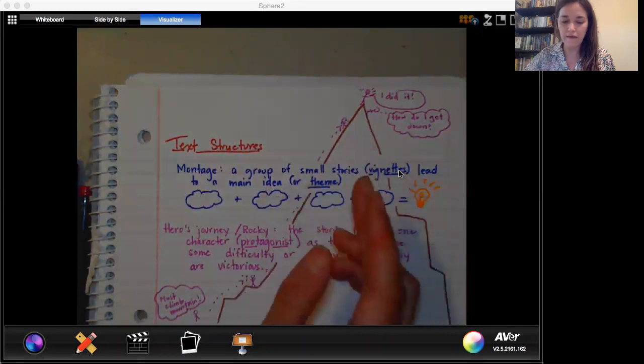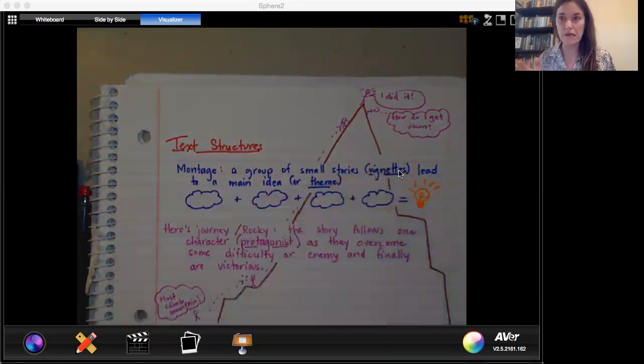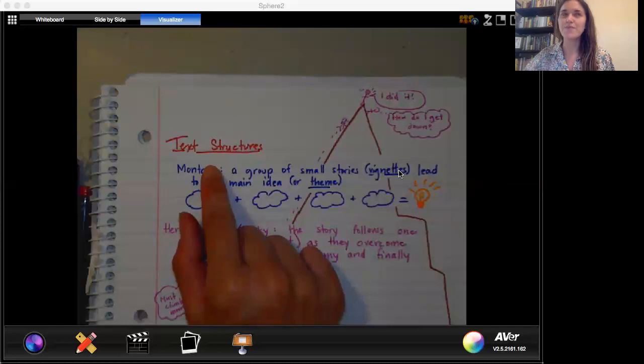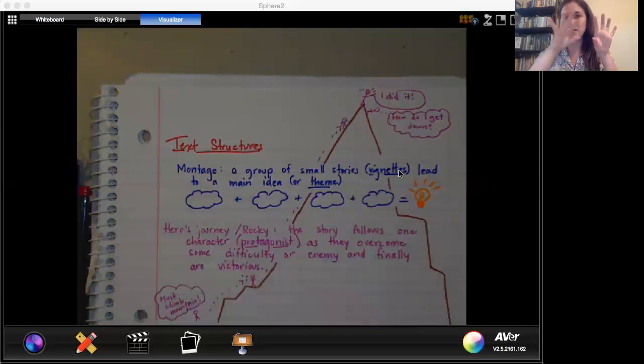I feel like the two stories that we read have two different main kinds of text structures. So one is this idea of montage. And montage, we know from movies, right? It's that scene where we see that the character is getting in shape for the big fight. So we see a bunch of little images, and then at the end they can fight. So it's sort of the same idea, right?